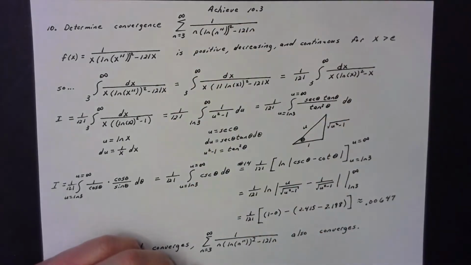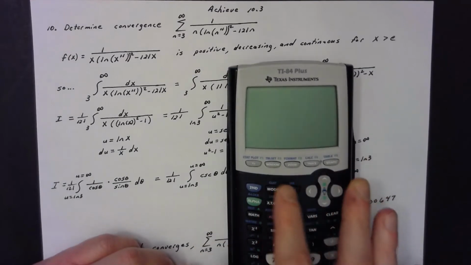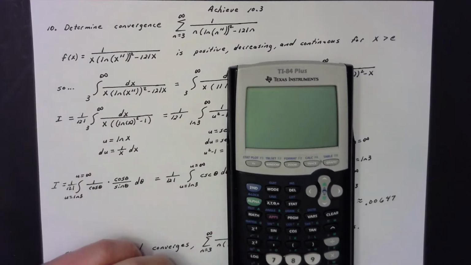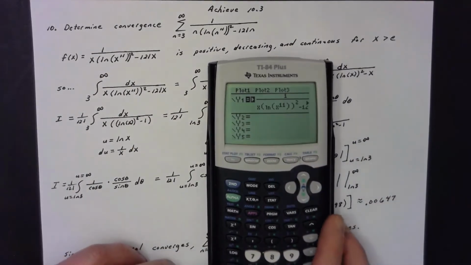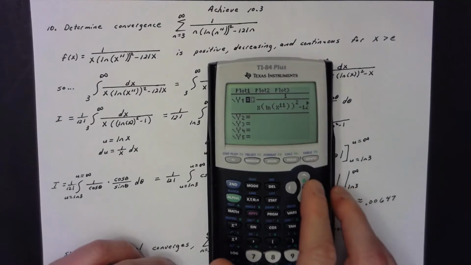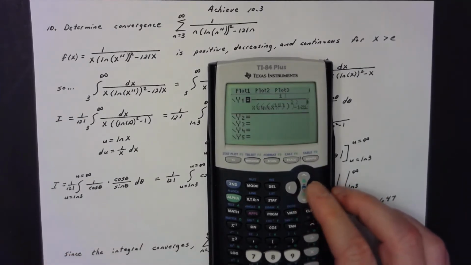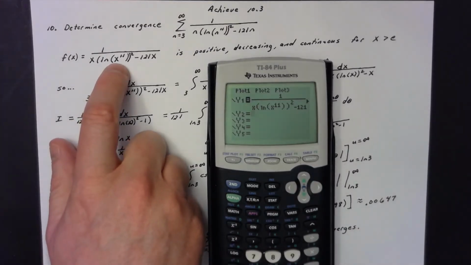Looks pretty challenging too. I chose the integral test here, and just in order to show you that the corresponding function is positive, decreasing, and continuous, notice here I've typed the function into y1 on your calculator, 1 over x natural log of x to the 11th group squared minus 121. And just by looking at the denominator, I know there's going to be a vertical asymptote at e.